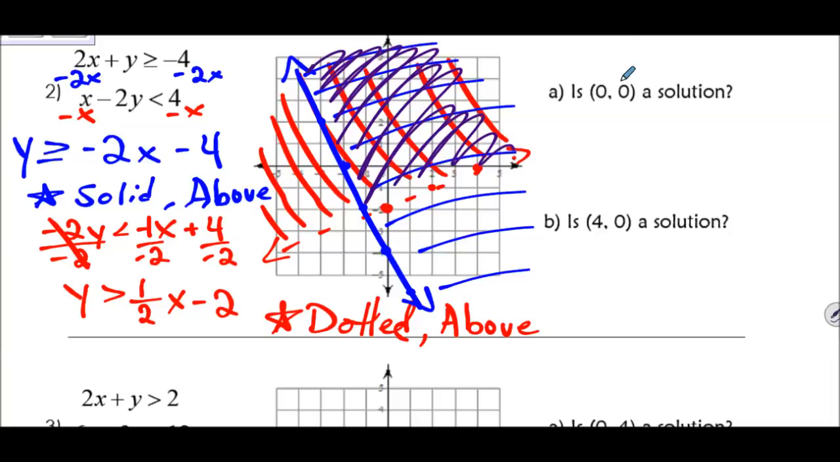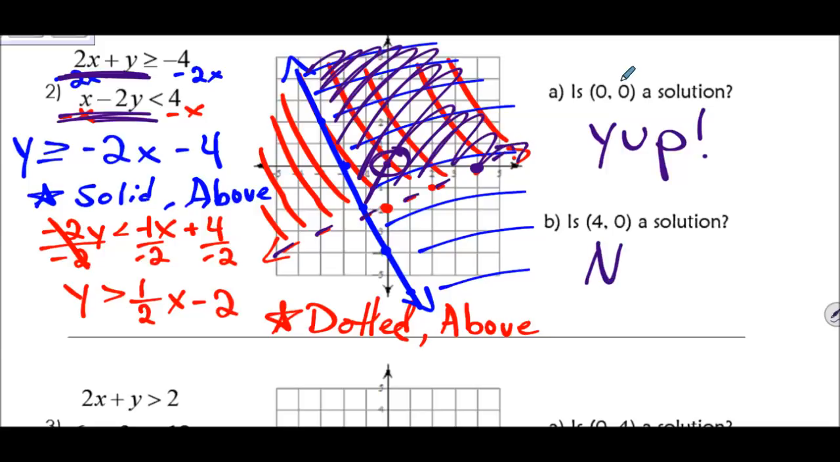Now I just want to decide, are these solutions? 0, 0 is in that double shaded area. You can also test these points in the inequalities. You can plug in 0, 0 as the x and the y and see if it actually makes it true. We can see from the graph it will make it true, so yep, that is a solution. 4, 0, that is this point right here. And that might seem like that's definitely a solution because it's on the line, but it's on a dotted line. That is actually not a solution. Anytime we're on the dotted line, it's not included in the solutions. That is not a solution.